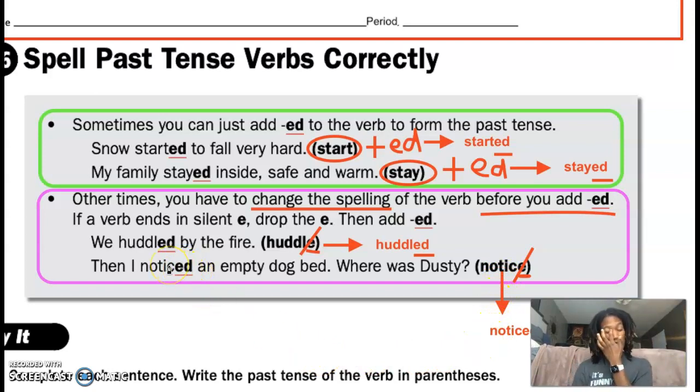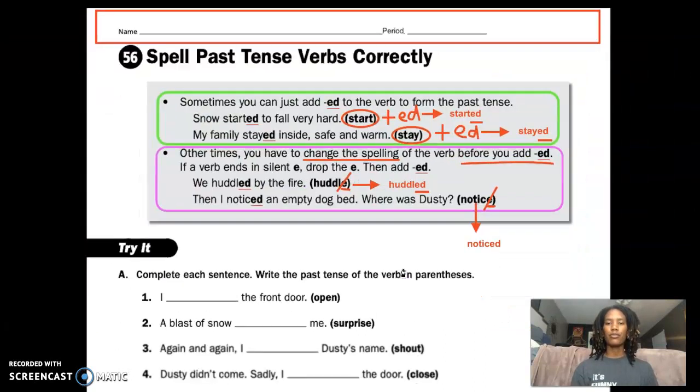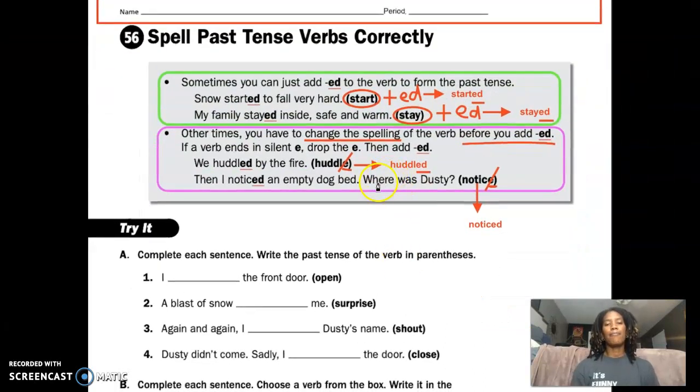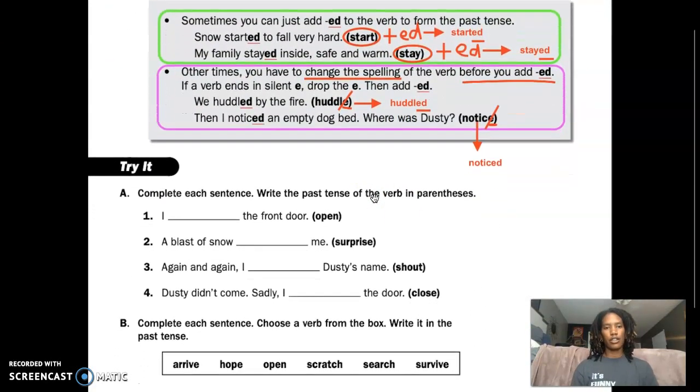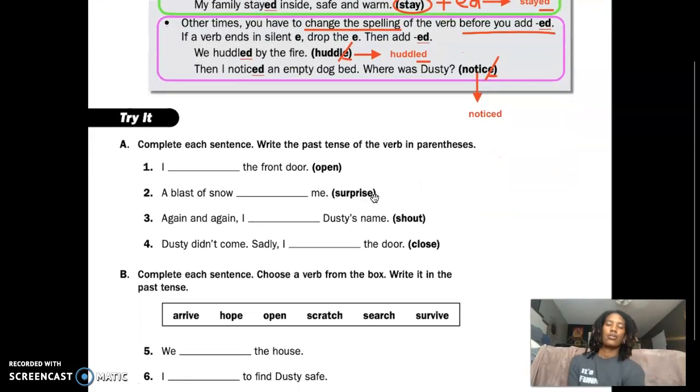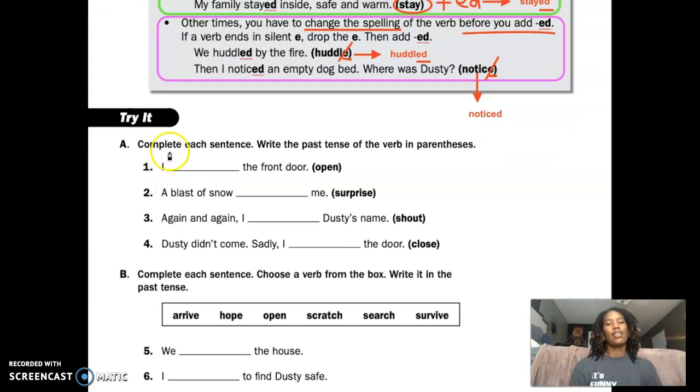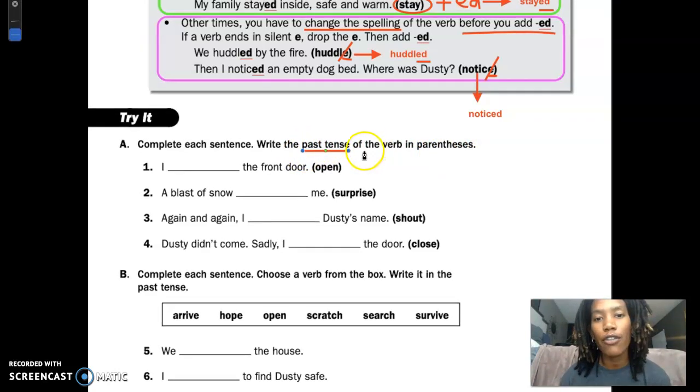So let's read the example. Then I noticed an empty dog bed. Where was Dusty? Okay? So let's look here. Let's do a few examples, okay? For part A, it says complete each sentence, write the past tense of the verb in parentheses, okay?